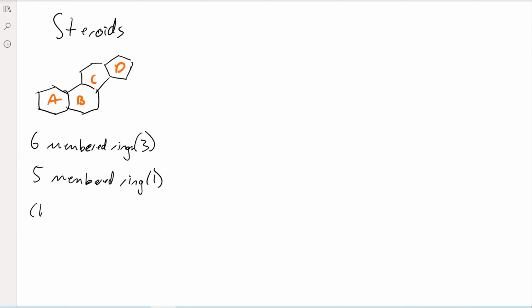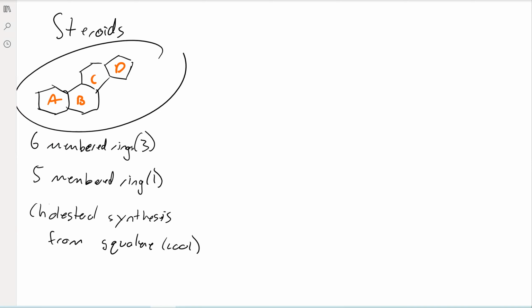Your textbook, and of course you can look online, has a really cool example of cholesterol synthesis. Cholesterol is a steroid. This is from squalene. It's a very cool looking synthesis because you go from this relatively linear hydrocarbon to this kind of complex with lots of rings. Take a look at it there.